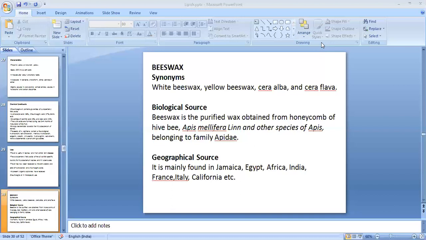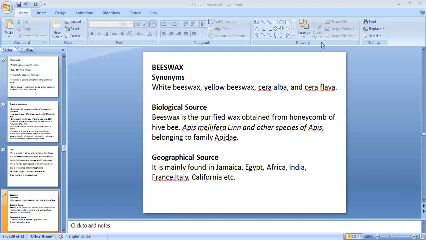Okay. So this beeswax, morphologically, again, it is an unorganized drug. And chemically, it contains lipids. And pharmacologically, it is used as a pharmaceutical aid. That is, it is a substance used in the various formulations to stabilize the preparations. The synonym: white beeswax is otherwise called cera alba. Alba means white. And yellow beeswax is otherwise called cera flava.